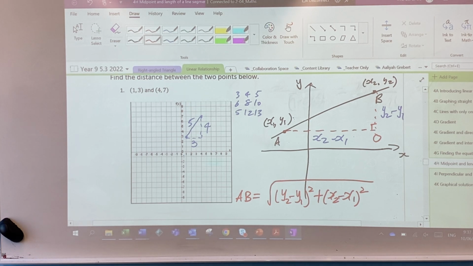Later on, we'll do middle point. Now, again, there are quite a few formulas to remember in this chapter. This is one of them, and it's an important one. It's called the distance formula. Can I ask you to write down in your book now? This is called the distance formula.